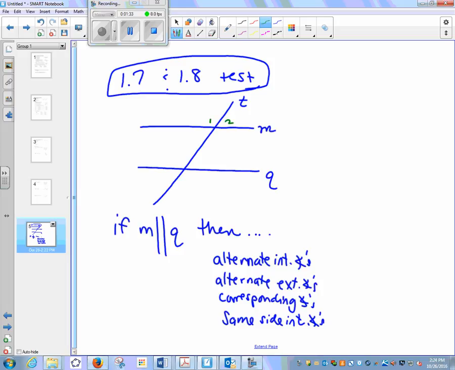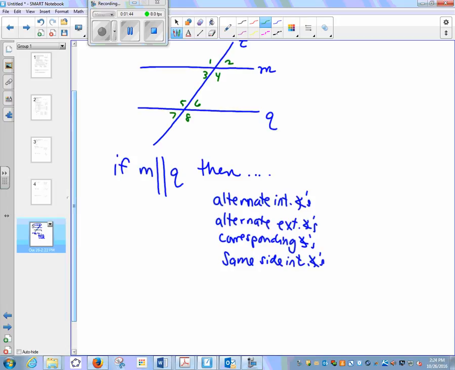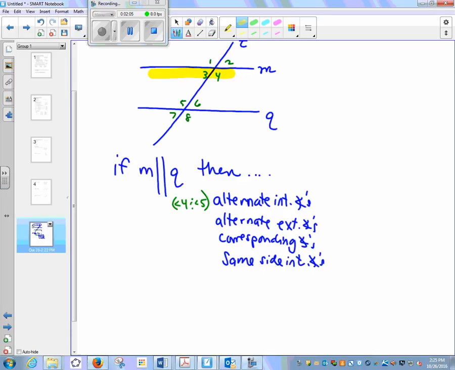Well, if we number these, right, alternate interior angles, can anybody give me a pair of alternate interior? Say again? 4 and 5. Good. So alternate interior, an example would be angle 4 and angle 5. Remember, interior means all of the space that's between the two lines. So our yellow part, that's the interior, right? And then the exterior is everything else.